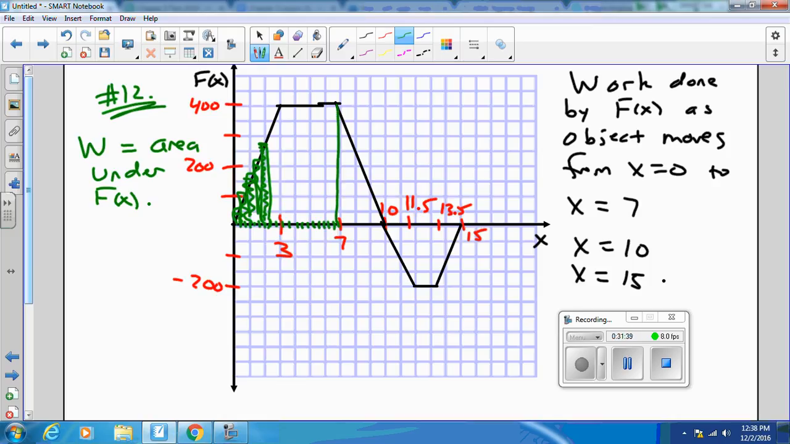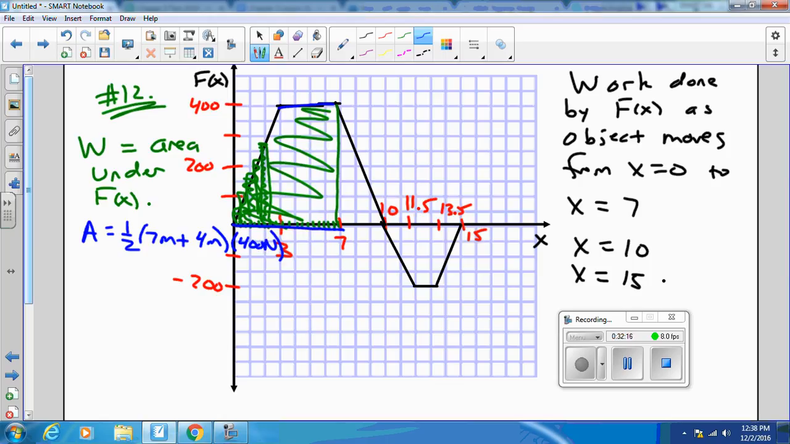All I have to do to go from 0 to 7 is to find all of this area. And this is a simple shape. It's a trapezoidal shape with two parallel bases, here and here. And the area of the trapezoid is the average of the bases times the height. And the average of these two bases is 7 meters, in fact. And this would be 4 meters. Times the height is 400 newtons.